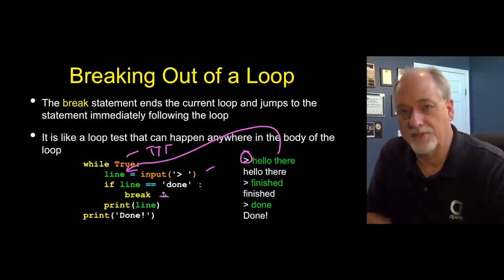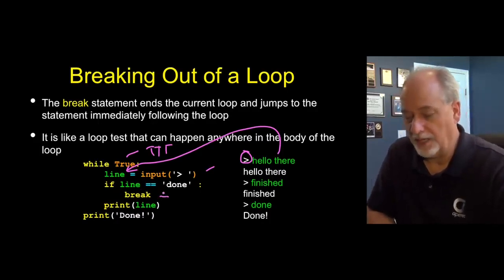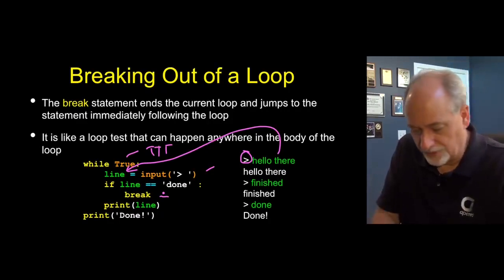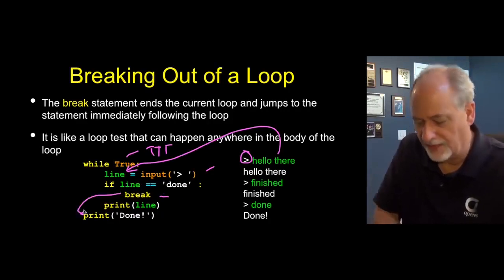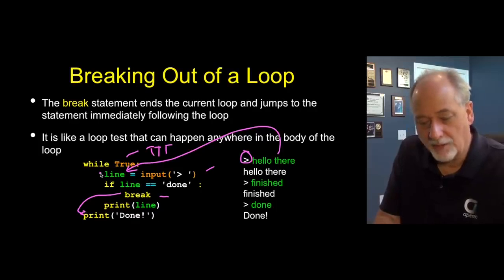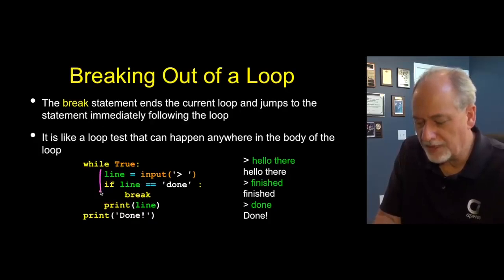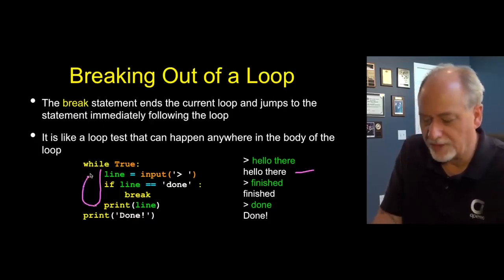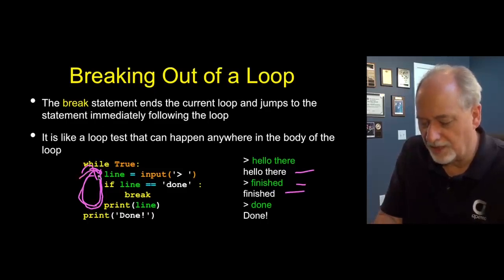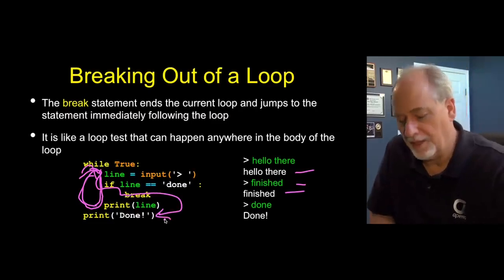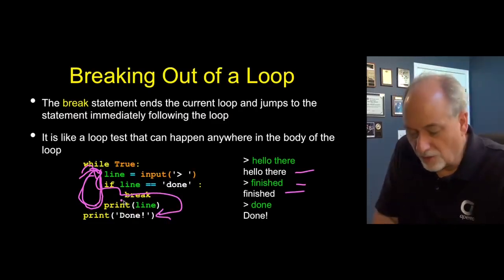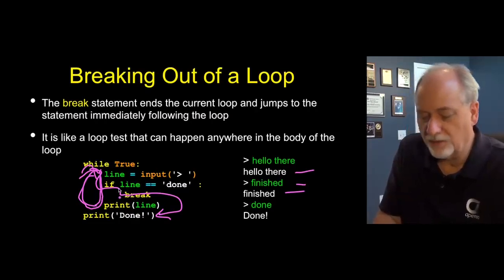Now break is an executable statement, and if you hit the break, it exits the innermost loop out to the place beyond the end of the loop. So when this runs the first time, and we say hello there, line is not done, so it prints out hello there, and then goes up, and then we type in again, we type finished, and so it's not done, so it prints it. And then we type in done, and now this becomes true, and it comes out and runs the code beyond the end of the loop. The key is it doesn't go back. Once you've done a break, that loop is done.